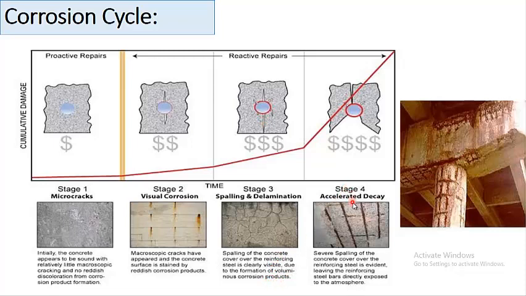At stage 4, that is accelerated decay, as you can see over here, concrete has fallen completely and broken the bond between steel and concrete. At stage 4, severe spalling of the concrete cover over the reinforcing steel is evident, leaving the reinforcing steel bars directly exposed to the atmosphere.